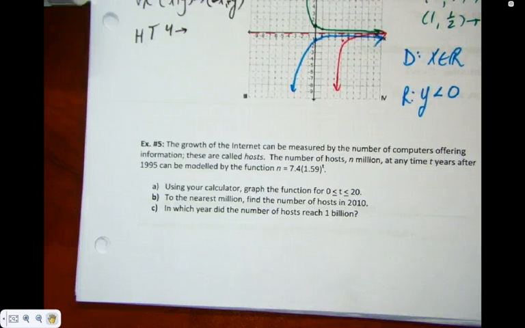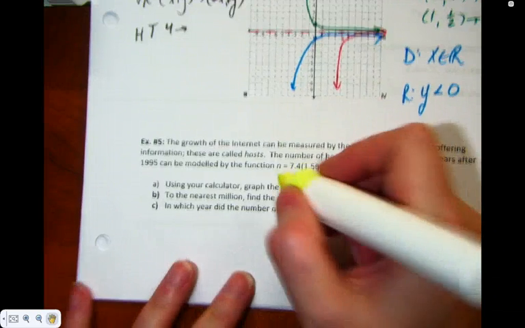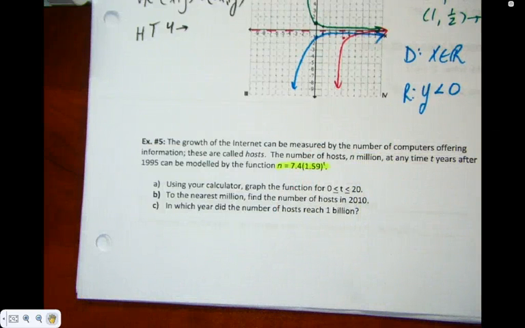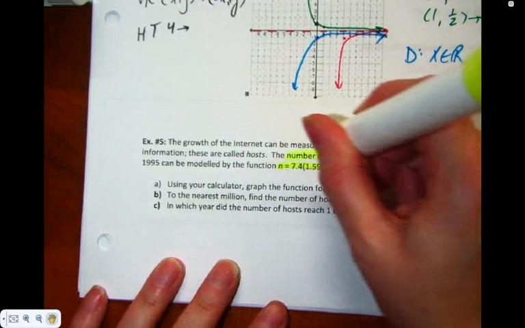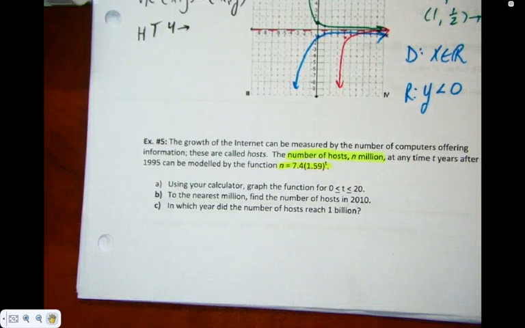Well, this is what scientists do with what's called exponential growth. What do the mathematicians care about? I care about this formula, and I care about what the variables are defined as. So what I look through the question now is I need to find something about n and something about t. Where do we find information about n? It's the number of hosts, and it's in millions. And what about t?